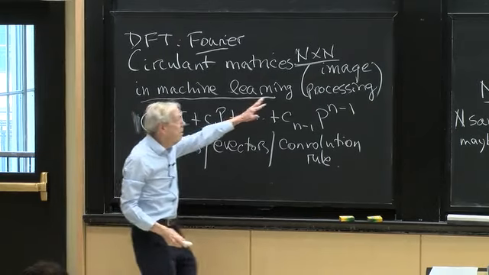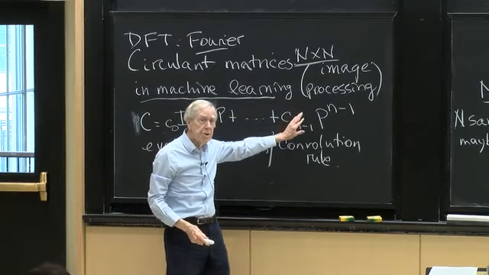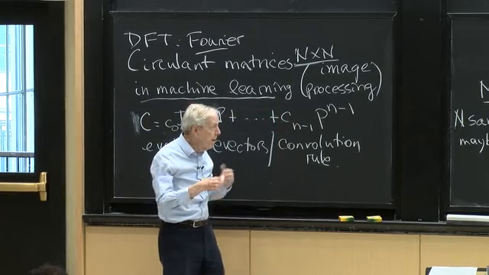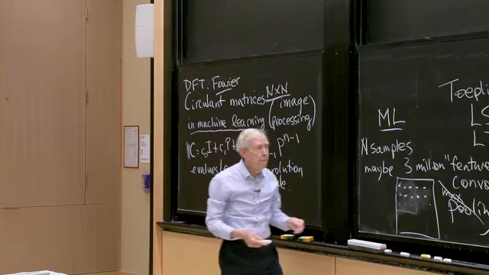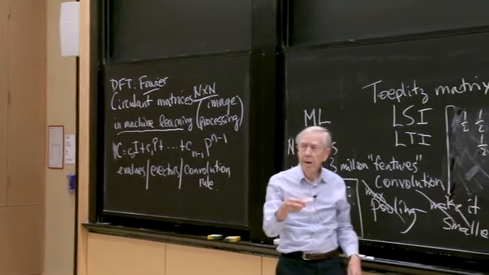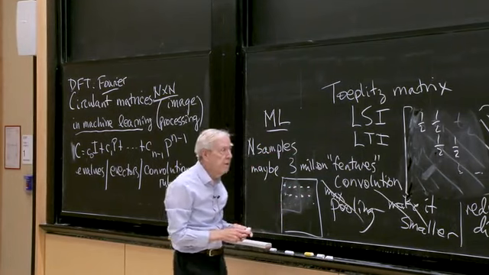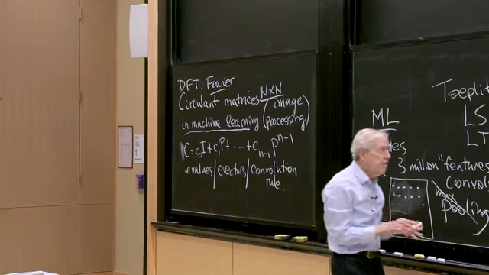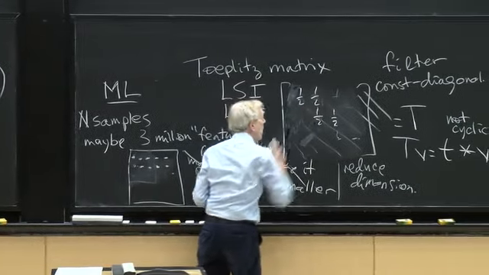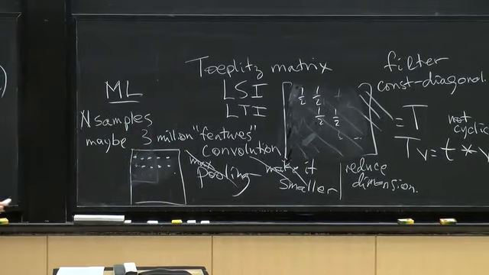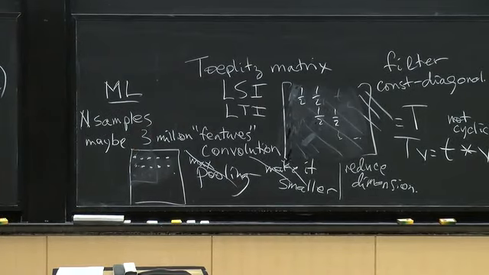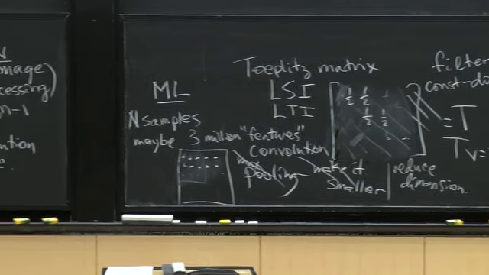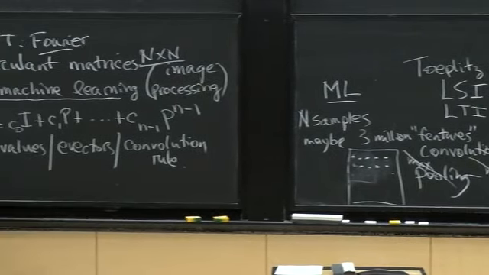So they come when the samples are images, and then it's natural to use a constant diagonal matrix, a shift invariant matrix, and not an arbitrary matrix. So we only have to compute n weights and not n squared. Yeah, so that's the point. So that's one reason for talking about convolution and circulant matrices in this course.